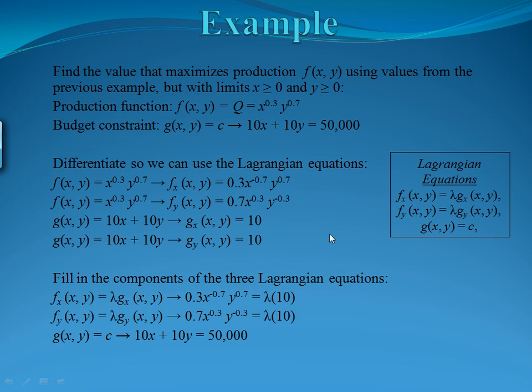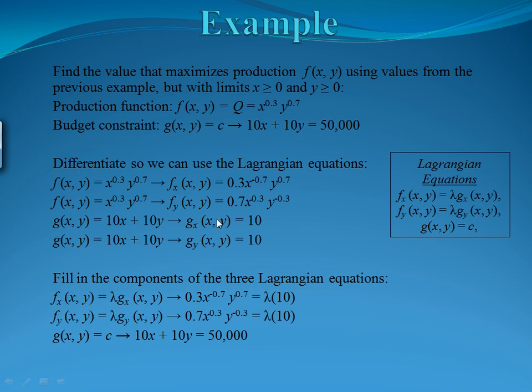So we need to get some partial derivatives so that we can set up our equations. For the partial derivative of f with respect to x, y is a constant. So the 0.3 comes down out front and we subtract 1 from the power. If you subtract 1 from 0.3, you get negative 0.7. y to the 0.7 was a constant multiplied, so it just sticks around. The partial derivative with respect to y means that now y is our variable, so x is just a constant. So the 0.7 comes down out front, times x to the 0.3, and now 0.7 minus 1 is negative 0.3.